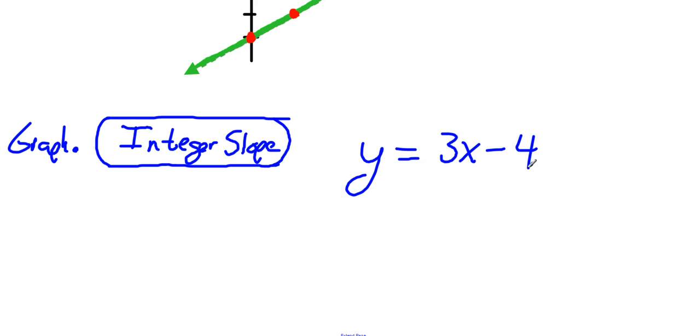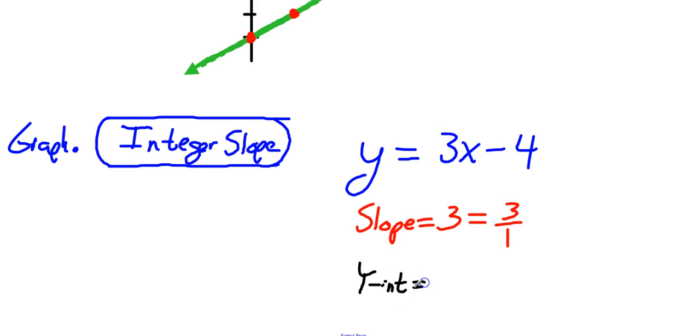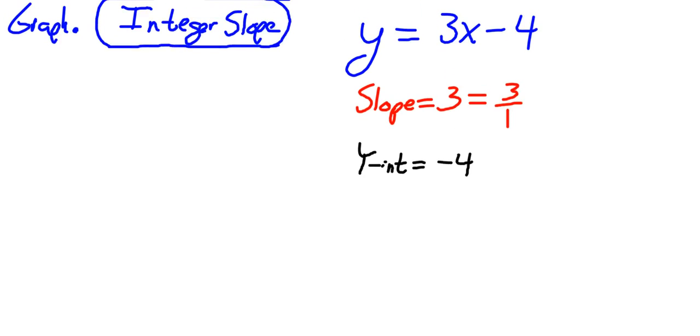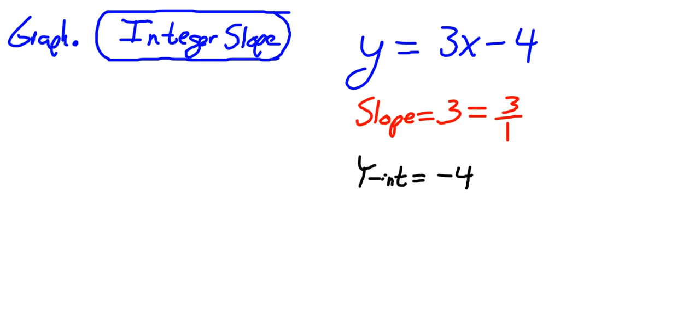Okay, so 3x minus 4. Only difference is, again, instead of your slope being a fraction, it's a whole number. And all you've got to remember is that anytime you've got a whole number slope, to make it a fraction, just put it over 1. Okay, and then your y-intercept's -4.